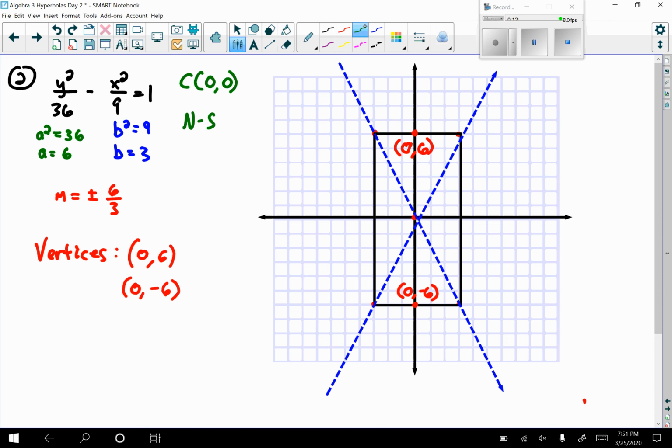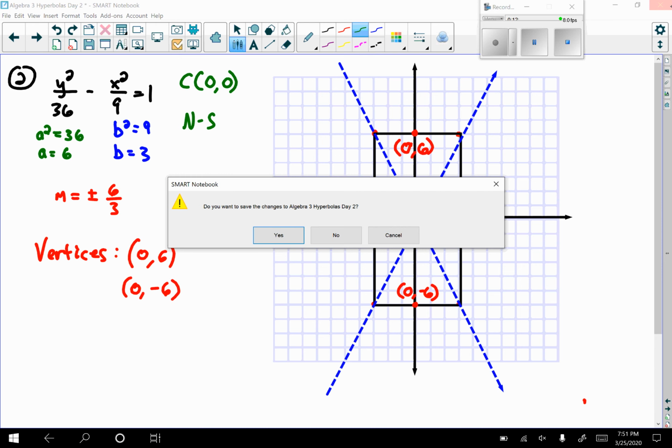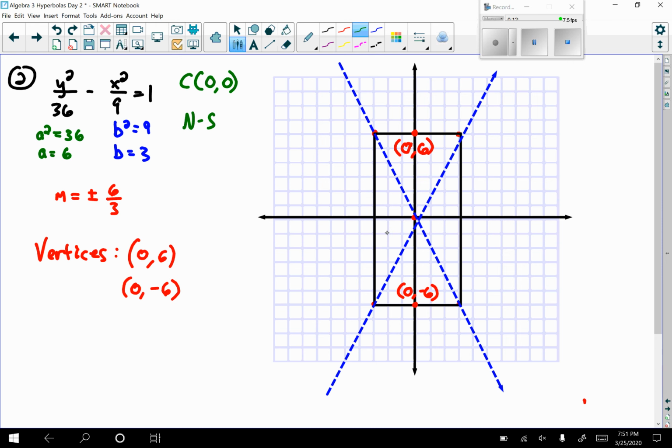And then to draw the hyperbola a little bit nicer, they're not as wide. We're going to start getting very close to the asymptote, go through the vertex, and then up this way. Likewise at the bottom.